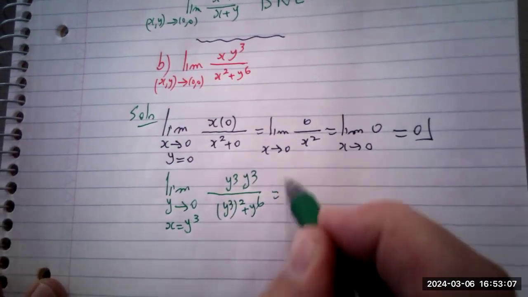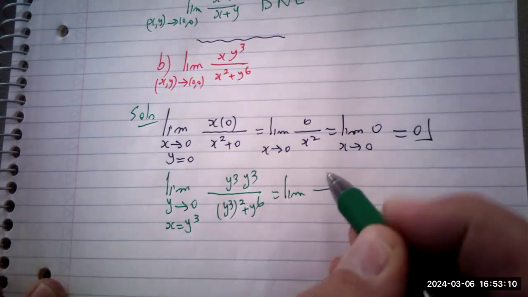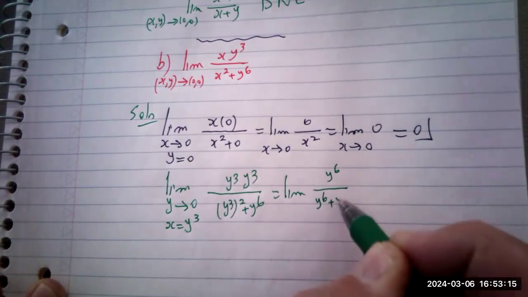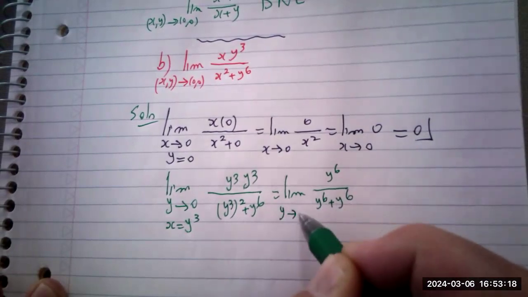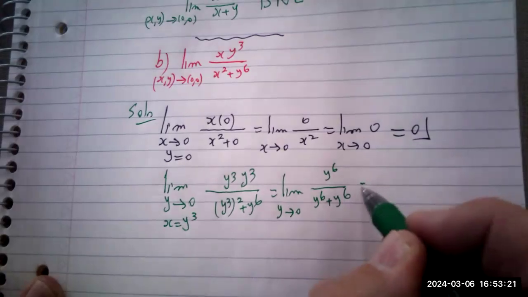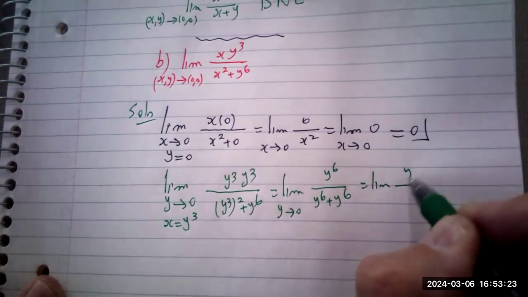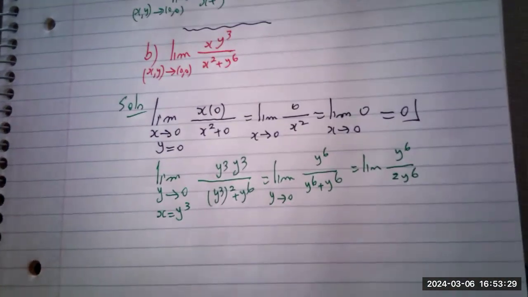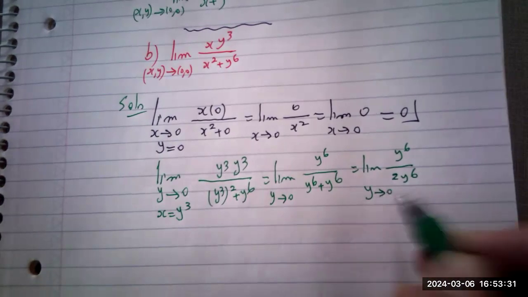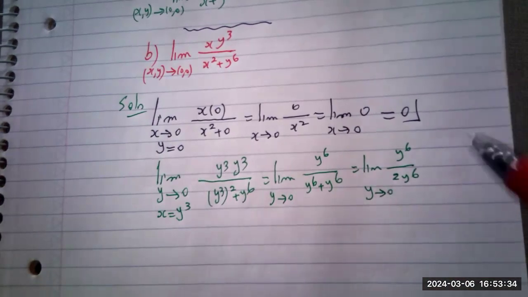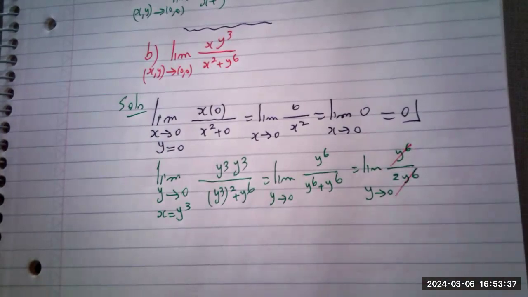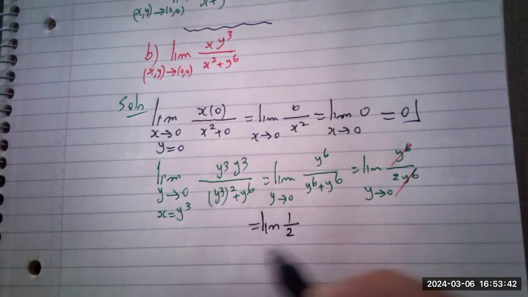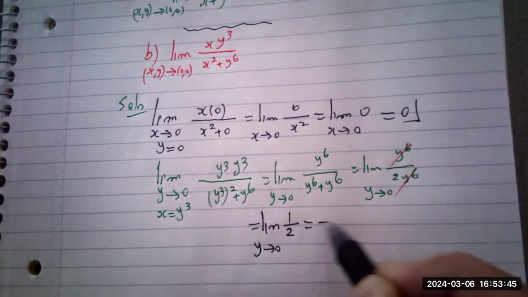Simplify first. The top, y cubed times y cubed, will be y to the 6. And the bottom is y to the 6 plus y to the 6. As y goes to 0, that's going to be the limit of y to the 6 over 2 y to the 6. So you do the algebra first, then check the limits. Now y goes to 0, y is not 0, so simplify the top and the bottom. Y to the 6 cancels out. So that gives you the limit of 1/2 when y goes to 0, and that will be 1/2.